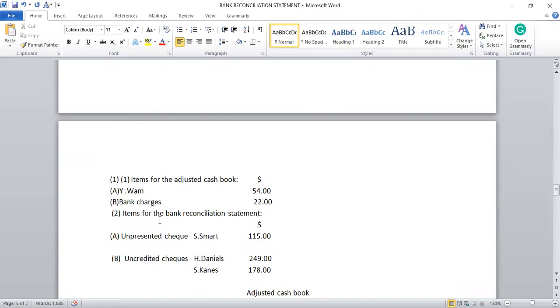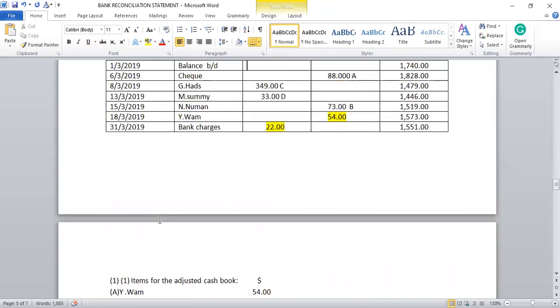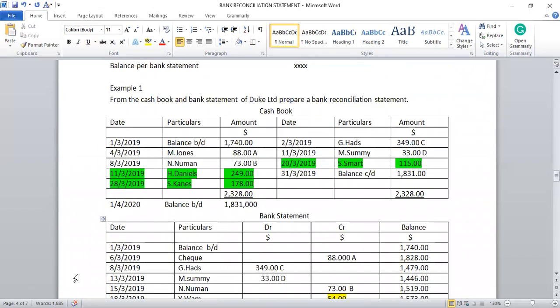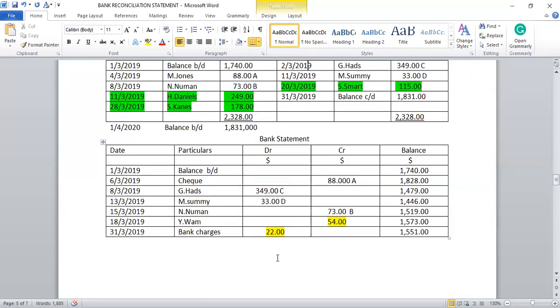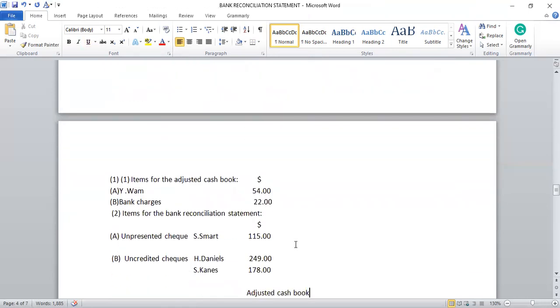Now, the next items, the ones that have been painted green, they are the items in the cash book but not in the bank statement, as we've indicated. So they are going toward the bank reconciliation statement. This one is unpresented in the sense that it has been given to the customer as a source of payment, so it has been deducted from the cash. But when you come here, it is not here. It has not been presented in the bank statement yet. So this one is an unpresented check, SMAT $150, and it is going to the bank reconciliation statement.